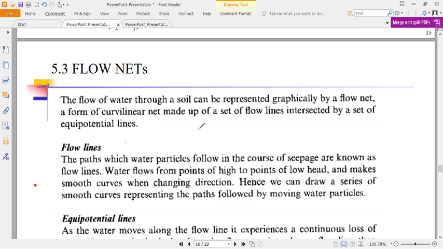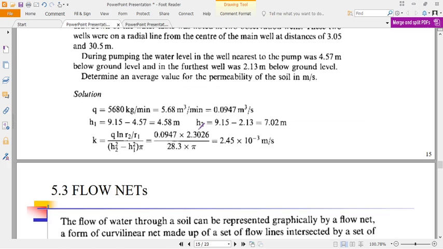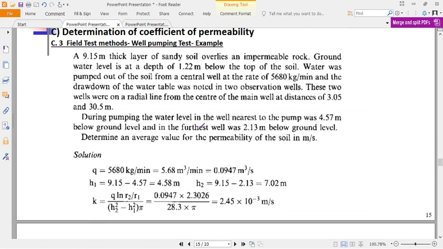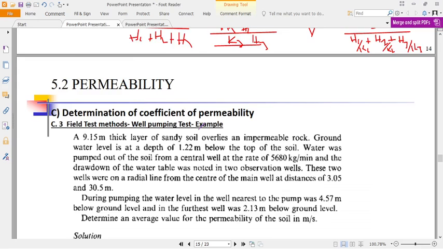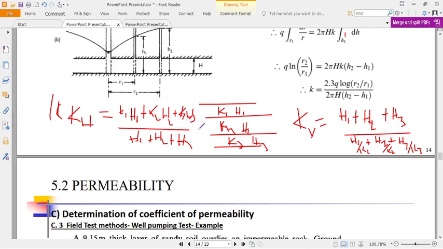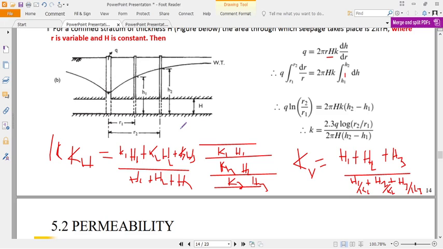So we are going to look at flow nets. But before we go into this chapter, let us firstly recall what we did. We looked at how to determine K. We looked at how we can have layers. If you have layered soil or strata, you can determine the horizontal permeability using this formula, and also you can determine the vertical permeability.